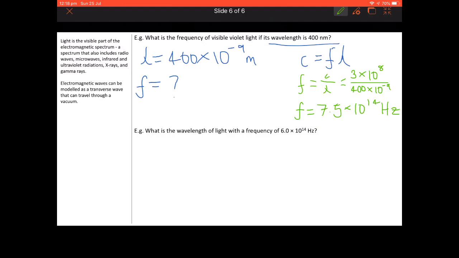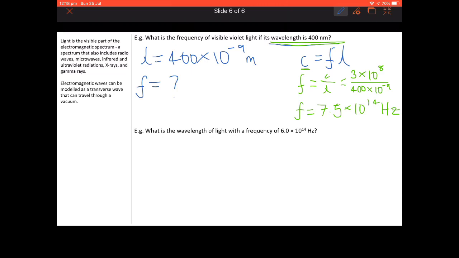The important thing to remember is, even though we've only been given one value here, the wavelength, we already know that for any electromagnetic radiation, its speed is always equal to c, which is 3.0 by 10 to the 8.